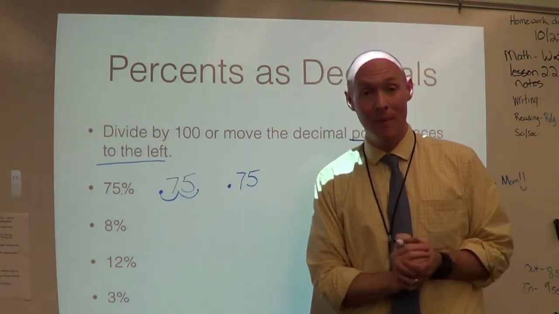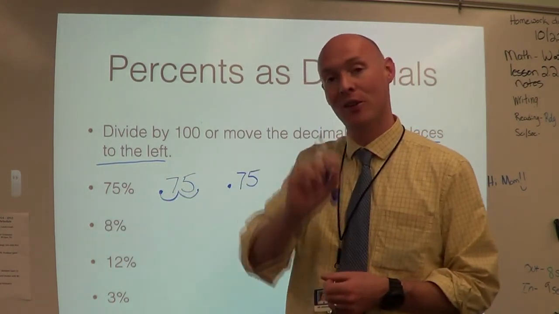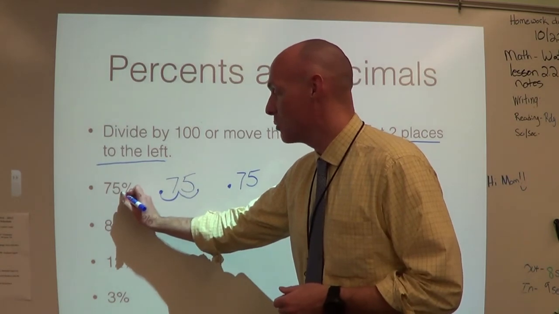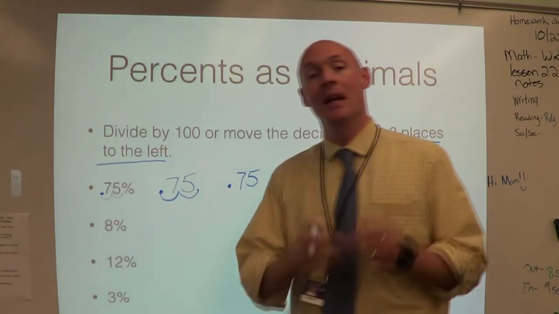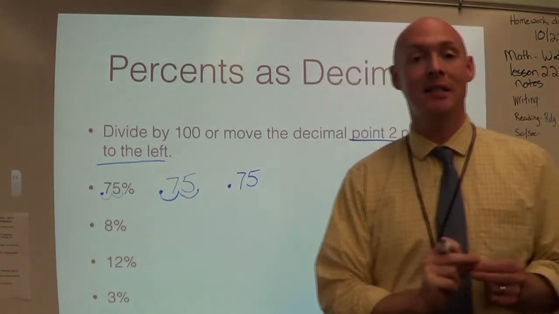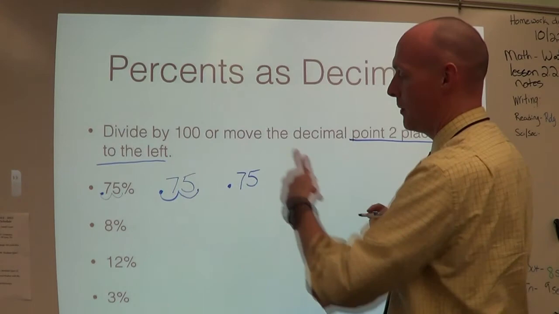A good way to remember it is, see my percent sign, how it has 2 of the little circles? That reminds us we have to move it 1, 2 places. So again, if you're going to do percent to decimal, just move your percent 2 places to the left. Let me show you with this.